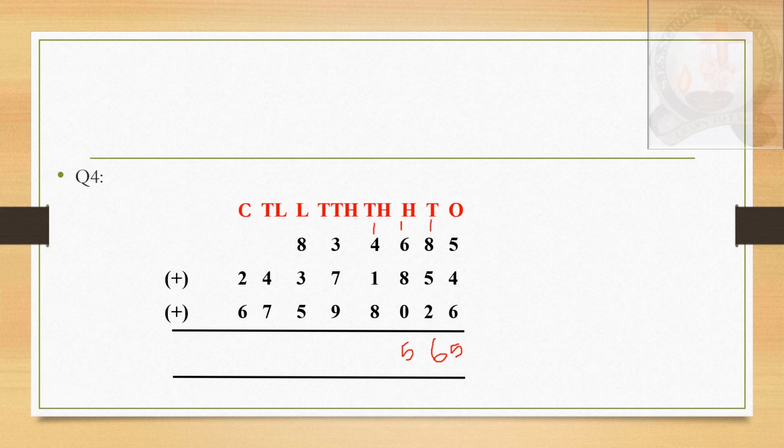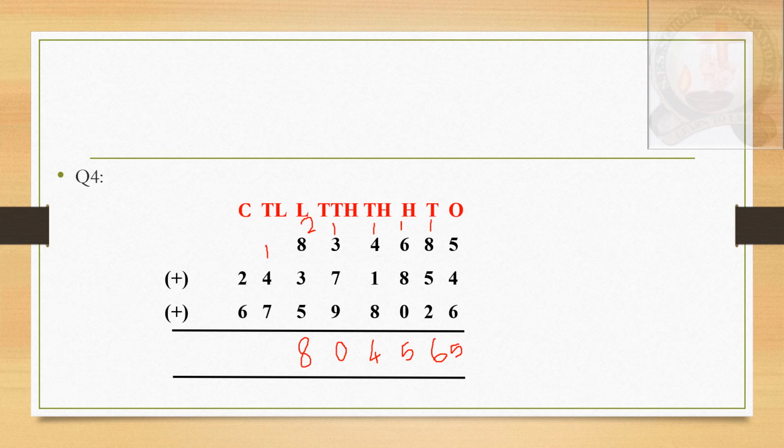For 15, write 5, 1 carry to the next digit. So 1 plus 4 is 5, 5 plus 1 is 6, 6 plus 8 is 14. For 14, write 4, 1 carry to the next digit. Then 1 plus 3 is 4, 4 plus 7 is 11, 11 plus 9 is 20. For 20, write 0, 2 carry to the next digit. 2 plus 8 is 10, 10 plus 3 is 13, 13 plus 3 is 18. For 18, write 8, 1 carry to the next digit.